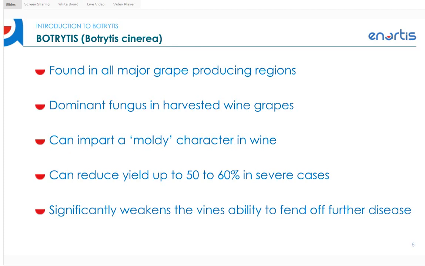In worst cases, yield can be reduced by over half, which can also be attributed in part to secondary infections that will reduce yields even further. Botrytis infections can also weaken the vine itself, which allows for other organisms to take advantage of the vine's weakened state.